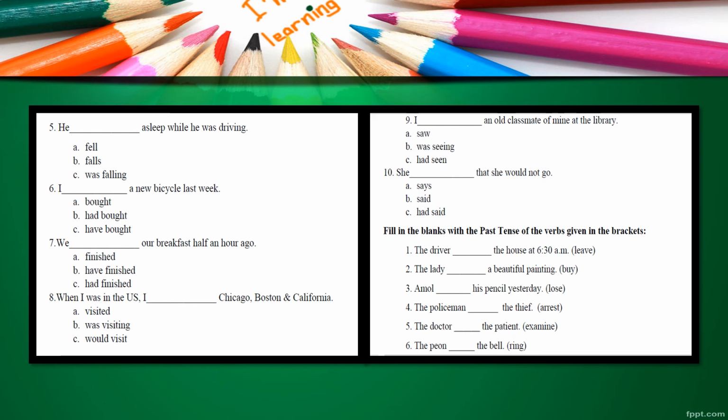The second one, the lady dashed a beautiful painting and the verb given is buy. The third one, Amol dashed his pencil yesterday and the verb given is lose. The fourth one, the policeman dashed the thief and the verb given is arrest. The fifth one, the doctor dashed the patient and the verb given is examine. The sixth one, the peon dashed the bell and the verb given is ring.